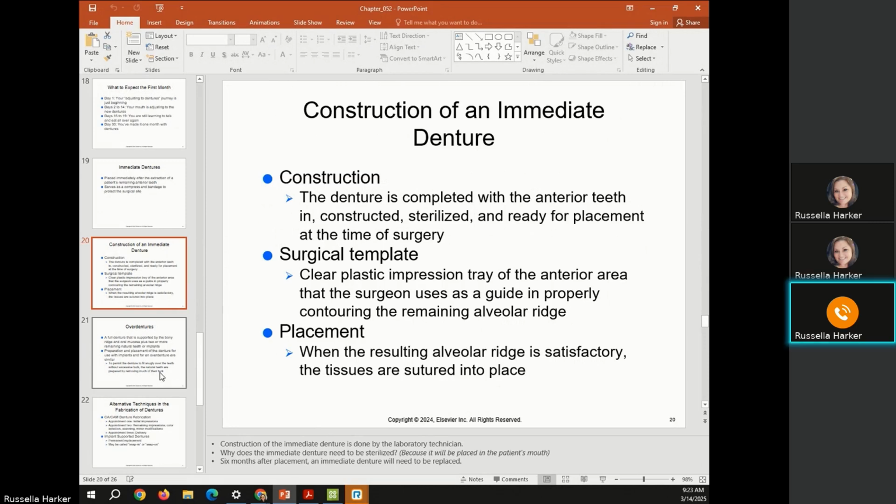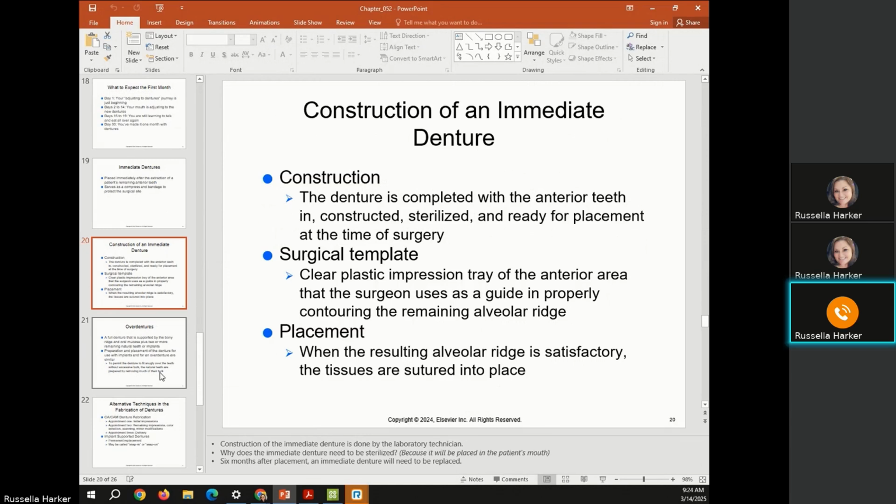They make a surgical template, which is a clear plastic impression of the anterior area, and the surgeon uses it as a guide in properly contouring the remaining alveolar ridge. Then when the resulting alveolar ridge is satisfactory and the tissues are sutured into place after they remove the teeth, they go ahead and immediately put that denture in. So they do the extractions, an alveoplasty, suture the tissue in place, and put the immediate denture in.